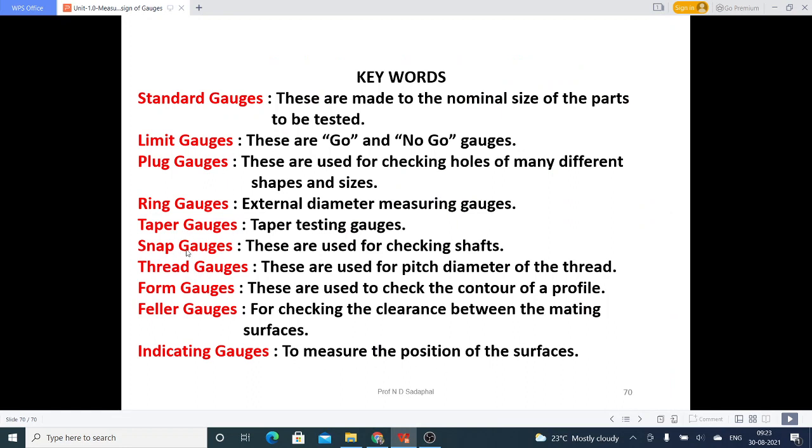Okay, the function of each gauge is shown over here. This is how we have to study the gauges. So thank you.